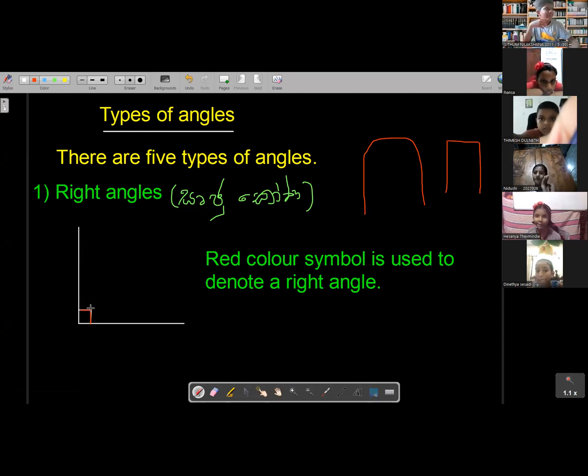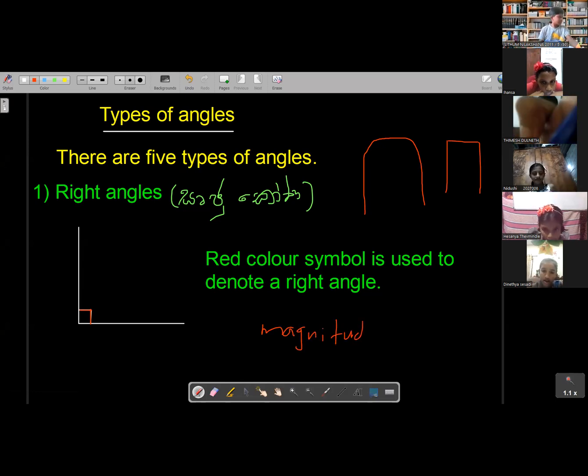That's the magnitude of the angle. Okay. What's the meaning of magnitude? Magnitude means vishalathwaya, size. Right?